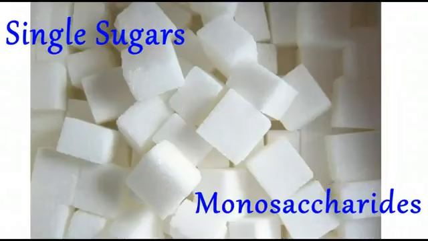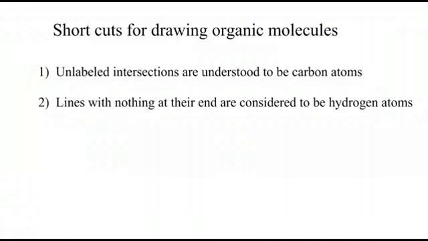All right, so let's review briefly the rules for drawing these, especially the shortcut rules. First of all, you don't have to put all the carbons in. Any intersection is understood to be a carbon. Any other atom has to be noted, but not carbons. Also, a quick way to draw hydrogens is just to leave lines hanging in space. So any line sticking out of a molecule, we assume is a hydrogen.